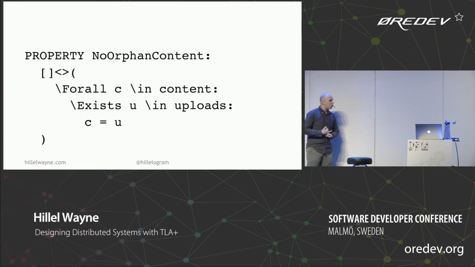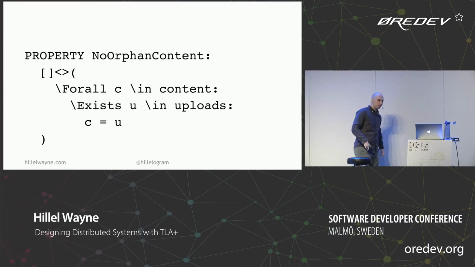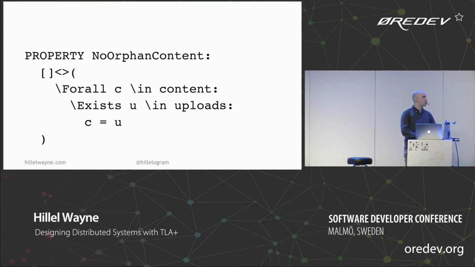Now, I want to call attention to this square diamond in the beginning. That is our specification saying eventually consistent. They can fall out of sync, but they must come back into sync. So if we delete an upload, this won't immediately fail, even though there's content that doesn't have a corresponding upload, the one we just deleted. But if we can reach a behavior where we never delete the corresponding content, we have an error. Everybody follow that?